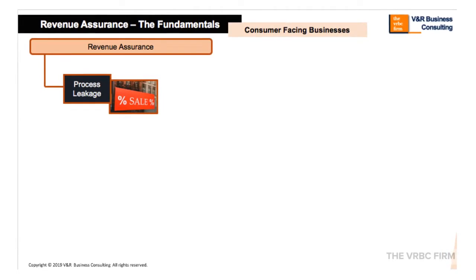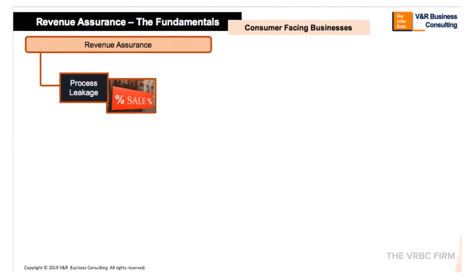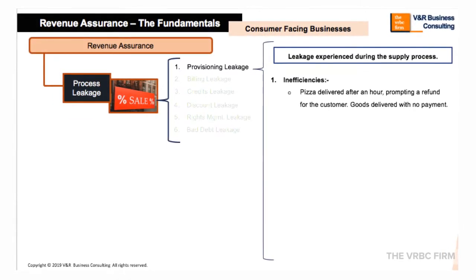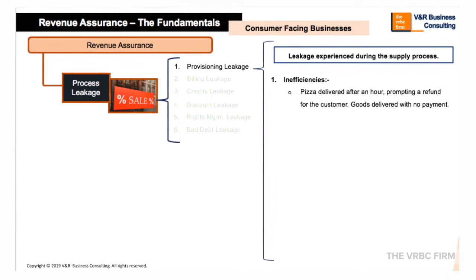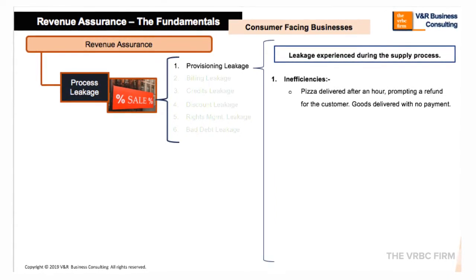Now, let's get into the types of leakages that we just talked about. We will start first with the process leakage, which is the leakage that happens during the order to cash process due to inefficiencies.